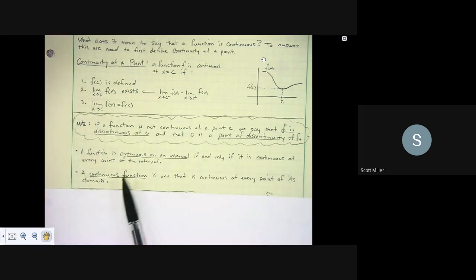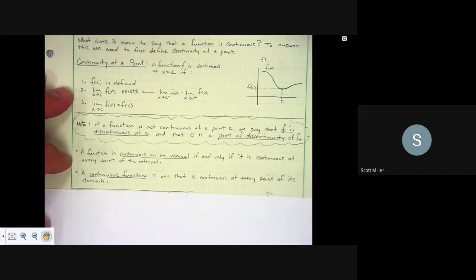A continuous function is one that is continuous at every point of its domain. Not every point on the number line, but every point in its domain. If every point in its domain is a point where the function is continuous, then we have a continuous function. And this is how you deal with the trig functions that have vertical asymptotes. Because the vertical asymptote is not in its domain, the function can be considered continuous on its domain. And we'll look at that in more detail.